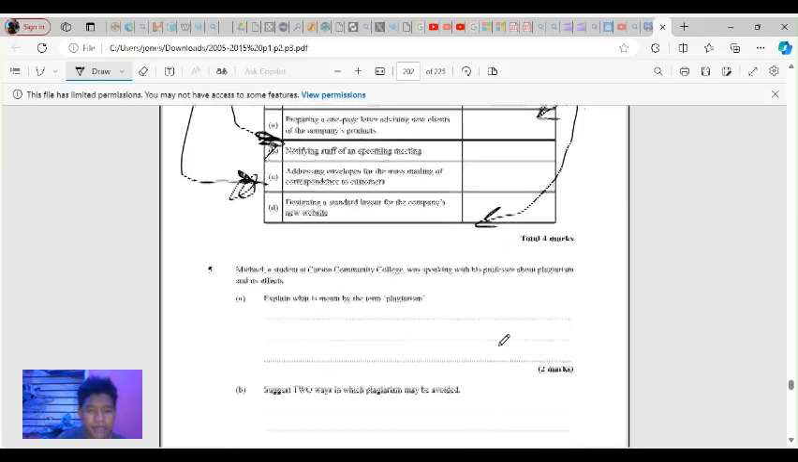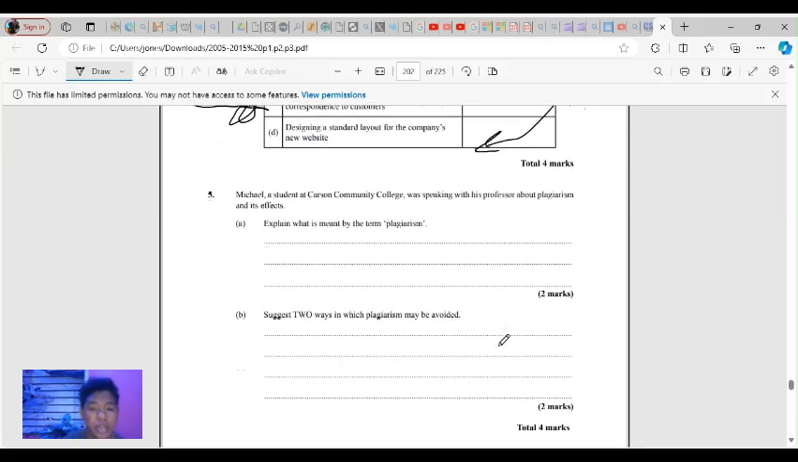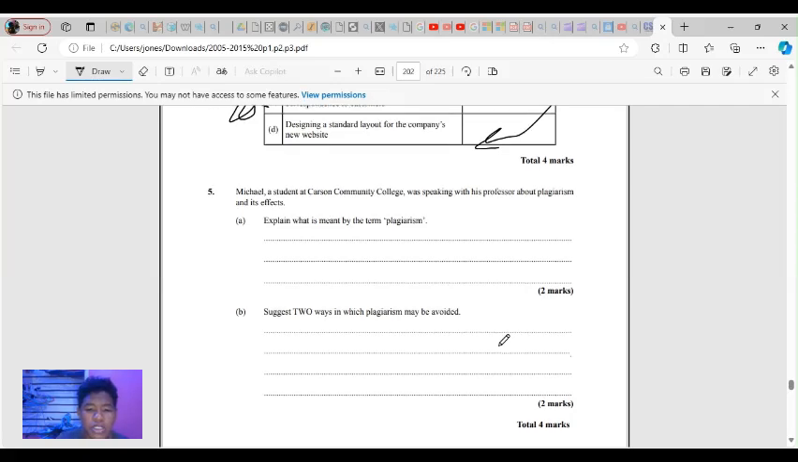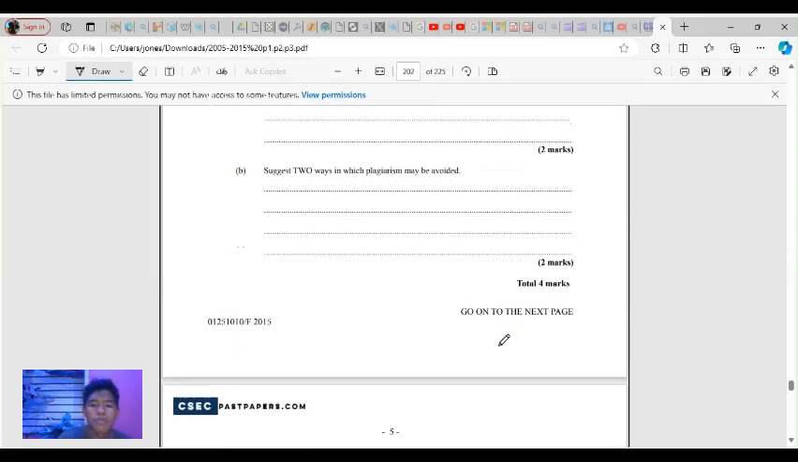So five. Michael, a student at Carson Community College, was speaking with his professor about plagiarism and its effects. Explain what is meant by the term plagiarism. The term plagiarism means the use of someone else's work without giving appropriate credit. So that is generally what plagiarism is. Suggest two ways in which plagiarism may be solved.